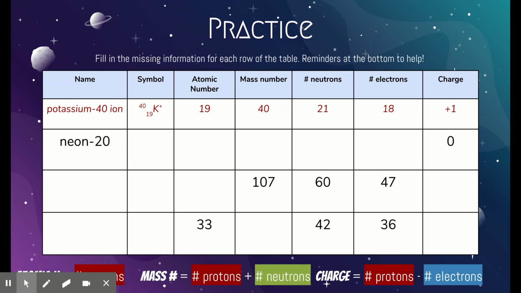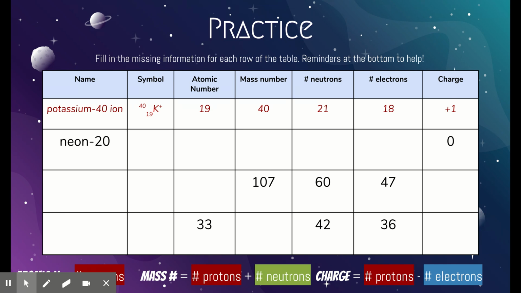So here is a table for you to practice trying to determine the name, symbol, atomic number, mass number, number of neutrons, number of electrons, and the charge for each atom. At the top, I have done one example for you. We have the potassium-40 ion. If I write the symbol for that, it's going to be K-40/19 with that positive sign in the upper right-hand corner. Potassium's atomic number is 19, and from the symbol and the name, I can tell the mass number is 40. The number of neutrons is equal to the mass number minus the atomic number, so it's going to be 21.